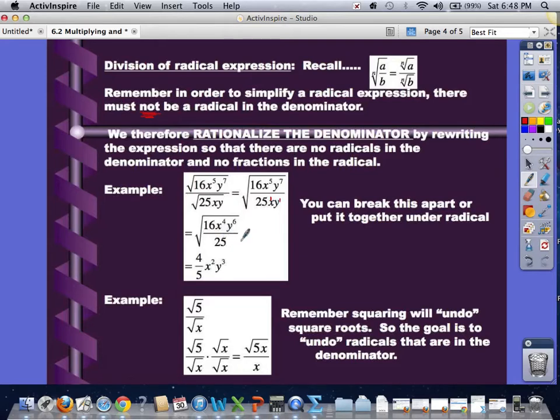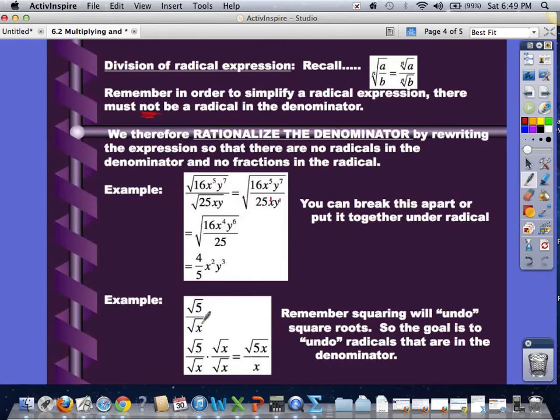Sometimes that happens, and sometimes you have to go a little bit further and still have to simplify. But if you can see those patterns, it may help you to switch it so that they're all underneath one radical sign. Okay? This next example, however, is not that way. It's the square root of 5 divided by the square root of x.